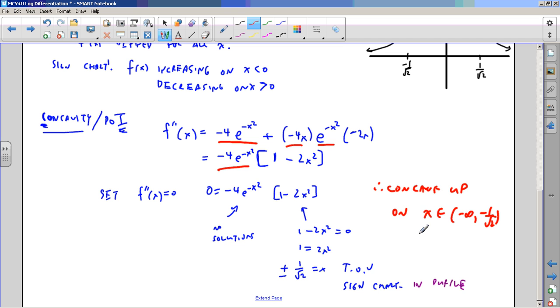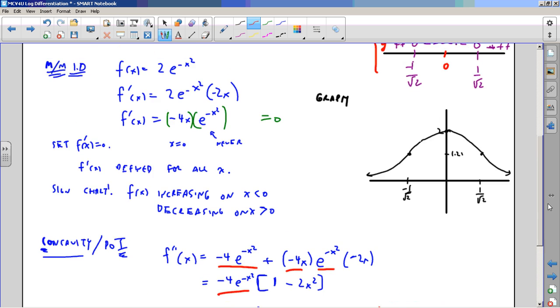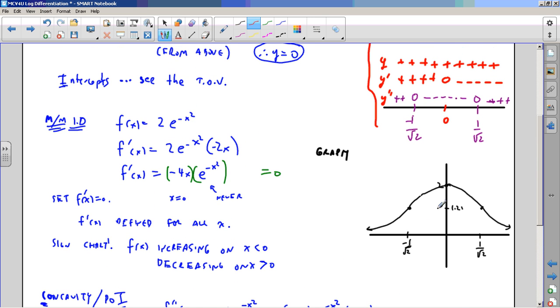And then I also get that it is concave up on these numbers as well, and concave down on the values in between, -1 over the square root of 2 to 1 over the square root of 2. And then I put those things together and I get that sketch.